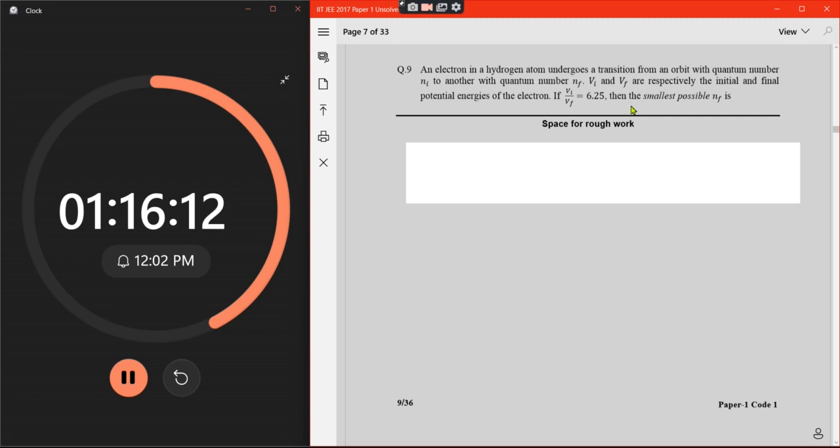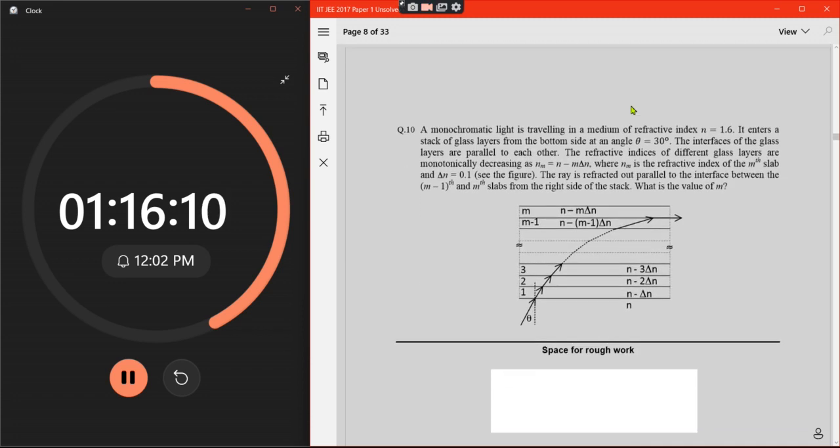Next question, 10th. 10th is monochromatic light is traveling in medium of refractive index n equal to this thing. It has a stack of glass layers from the bottom side at an angle 30 degree. Okay, the interfaces of the glass layers are parallel to each other.